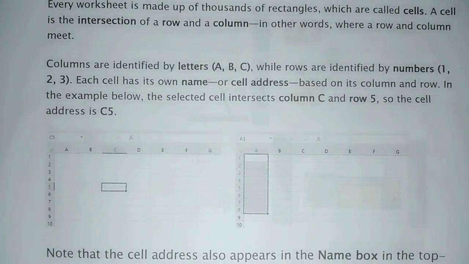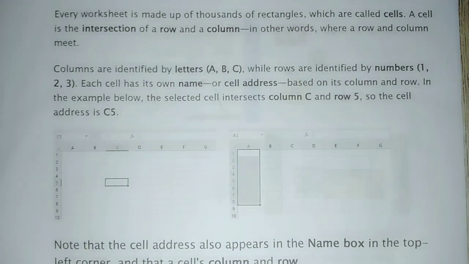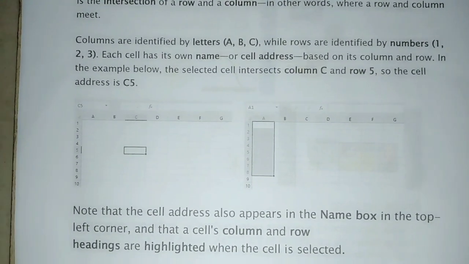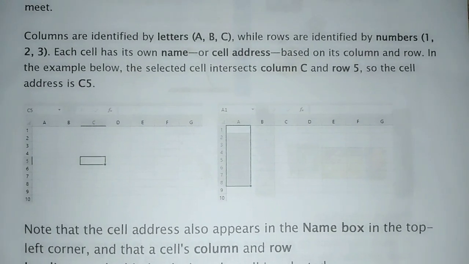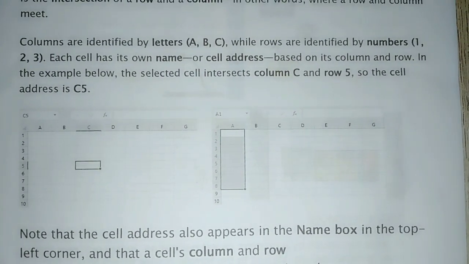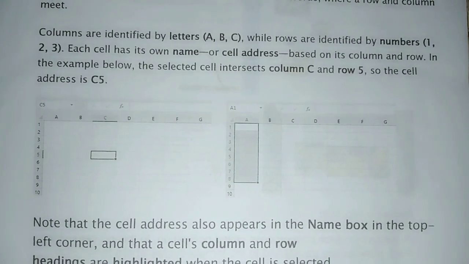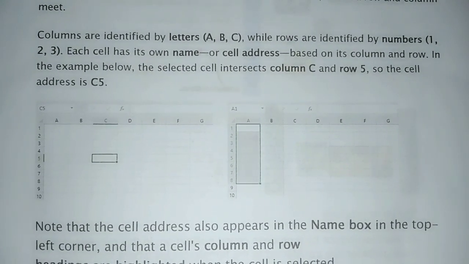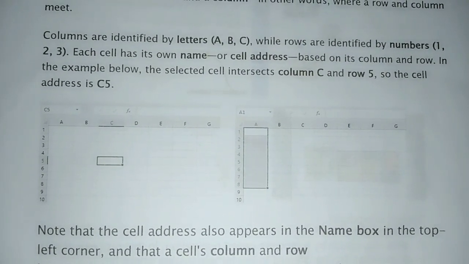Every worksheet is made up of thousands of rectangles which are called cells. A cell is the intersection of a row and a column. In other words, where a row and a column meet. Columns are identified by letters A, B, C, while rows are identified by numbers 1, 2, 3. Each cell has its own name, or cell address, based on its column and row. In the example below, the selected cell intersects column C and row 5, so the cell address is C5.